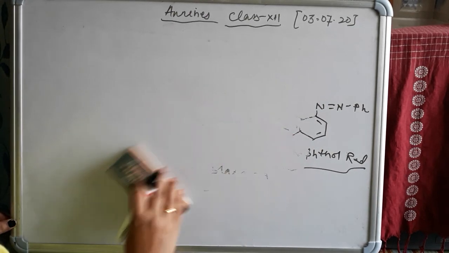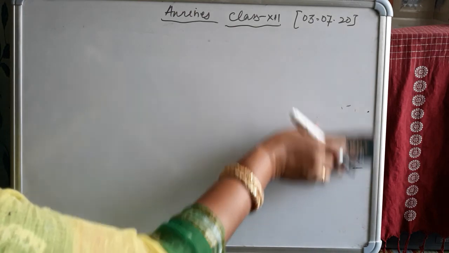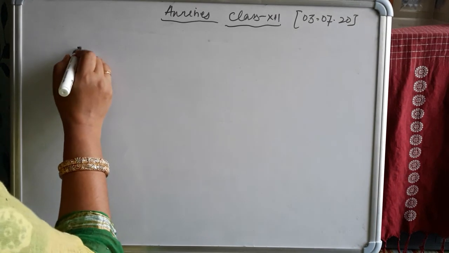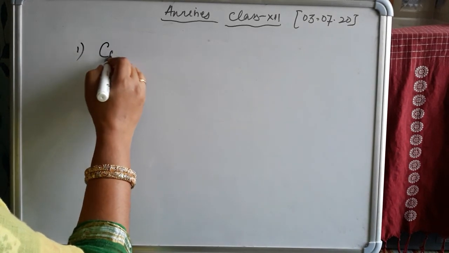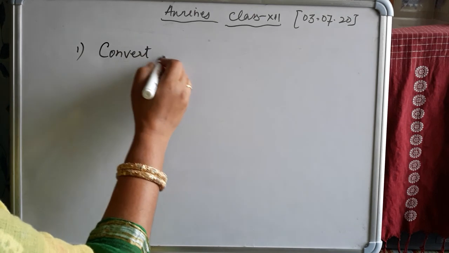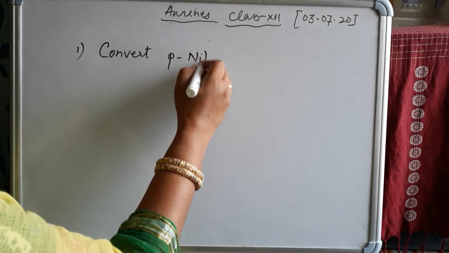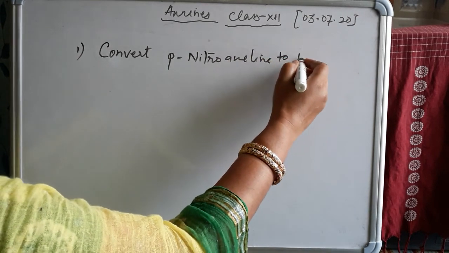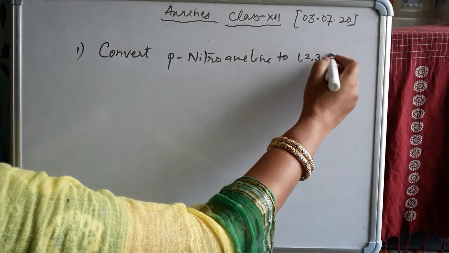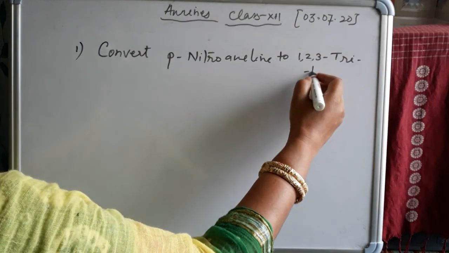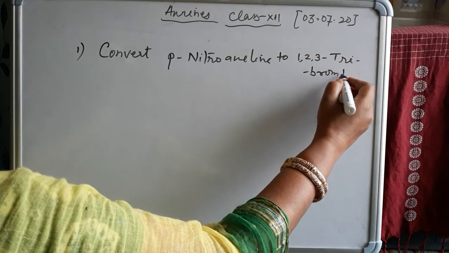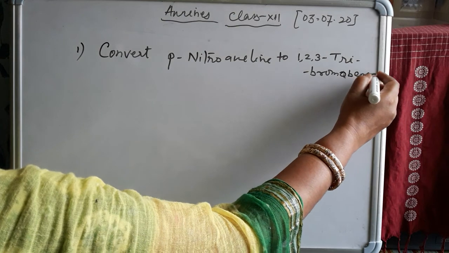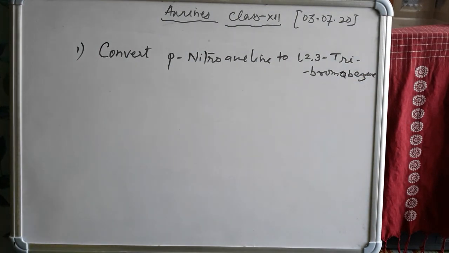So students, do solve all the conversions given in your NCERT exercise in the chapter on amines. Here I am going to do only a few. At first, convert para nitro aniline to 1, 2, 3 tribromobenzene. How can we convert this?